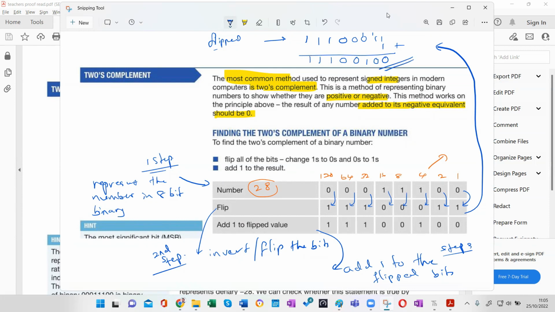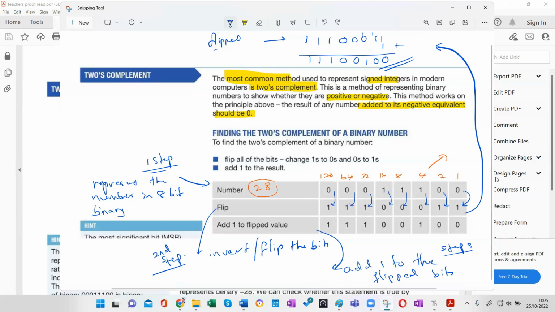That's the answer. 1, 1, 1, 0, 0, 1, 0, 0. So easy, right? Understood? Is that clear? What is the first step? You write the binary equivalent of the denary number in 8 bits, right? If you don't have 8 bits, just put leading zeros to make it 8 bits, right?